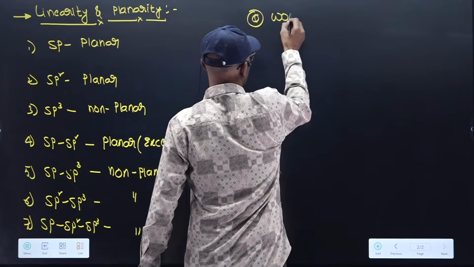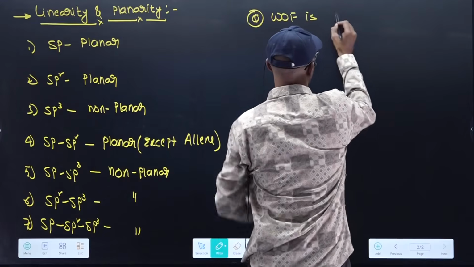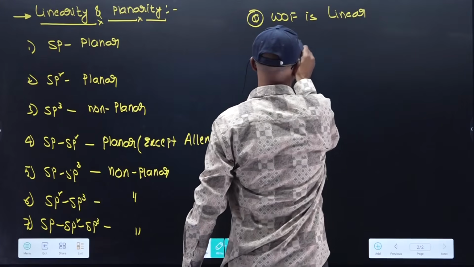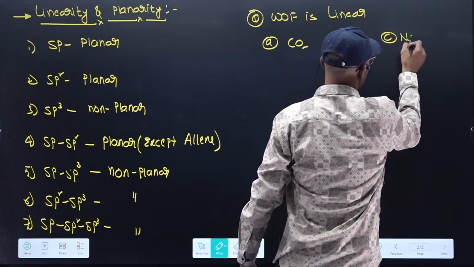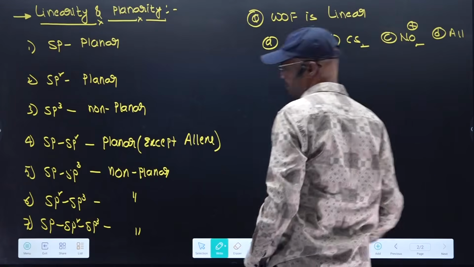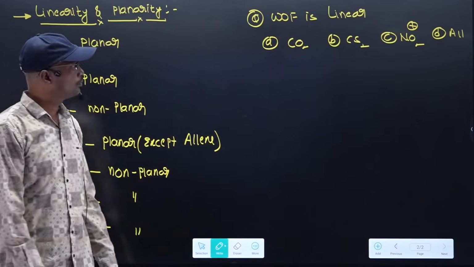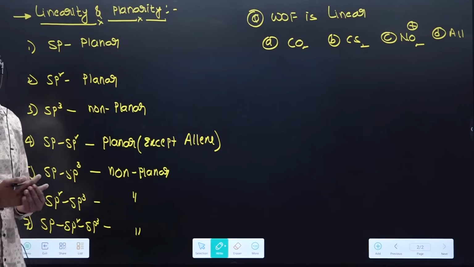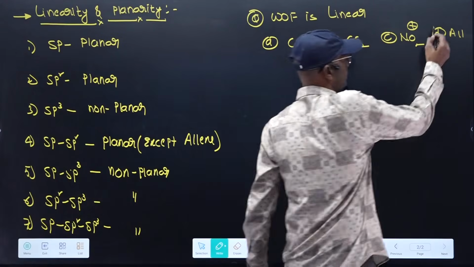See, which of the following is linear? Which is linear, I am asking. Carbon dioxide, carbon disulfide, NO2 plus, option D all. Which is linear among these four? Which of the following is a linear molecule? All are linear or not? Yes, all are linear.